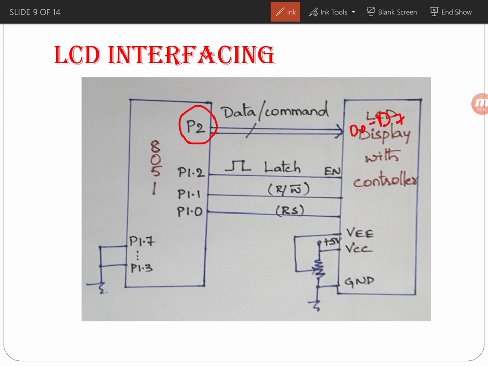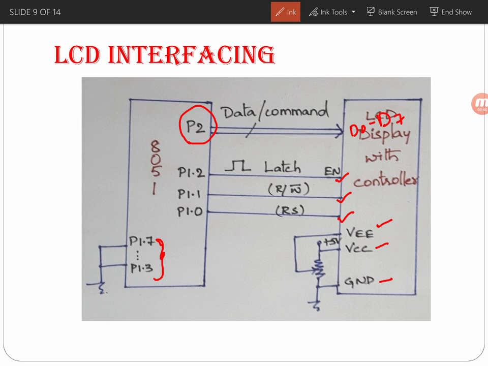The other control signals we have: the register select RS is P1.0. I am using P1.0 here, and for read/write bar I am using P1.1, and for the enable, which is used for latching the information, I am using P1.2. Because P1.3 to P1.7 are not used in this program, they are all connected to the ground. And coming to the potentiometer or the brightness control, we connect the 2 ends of the potentiometer, one to the VCC, the other one to the ground, and the variable is connected to the VEE terminal.